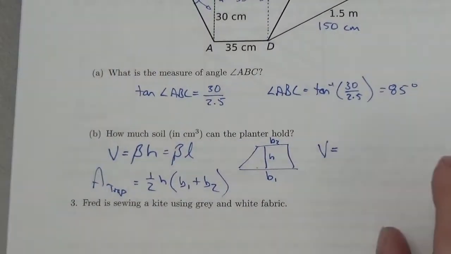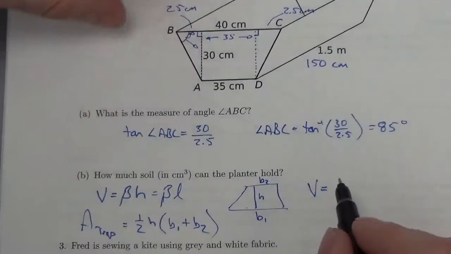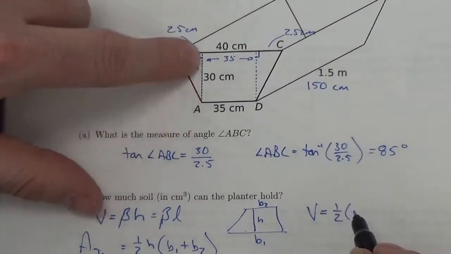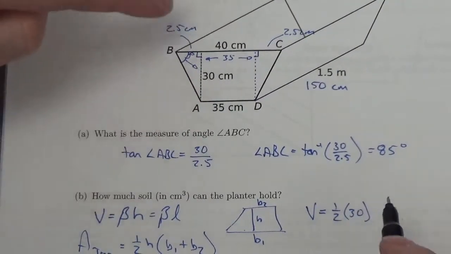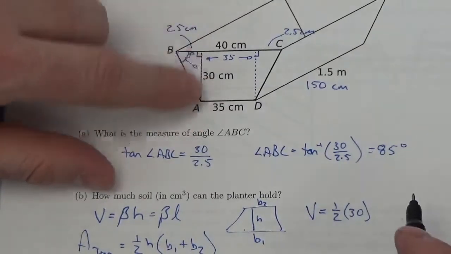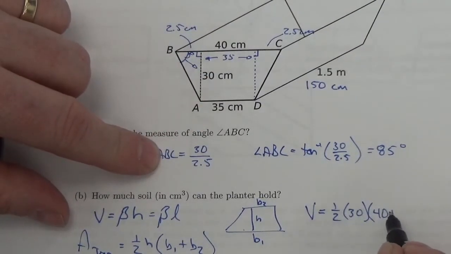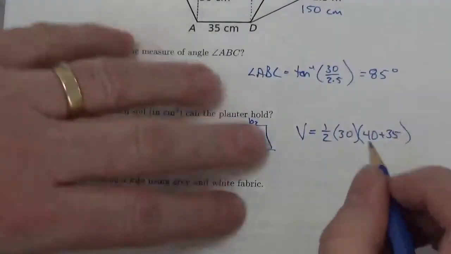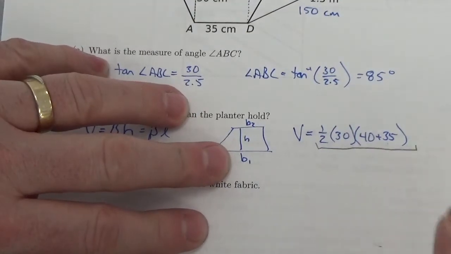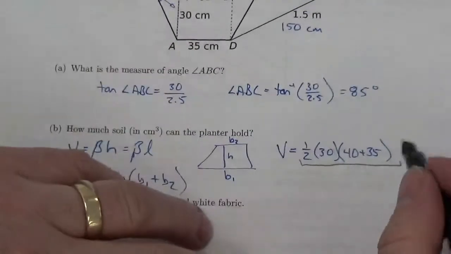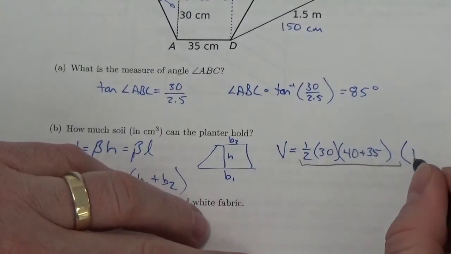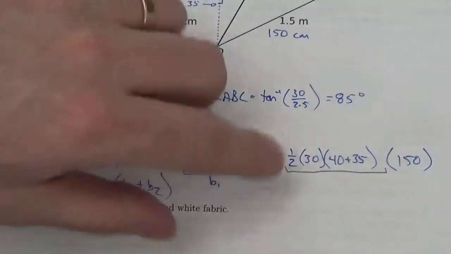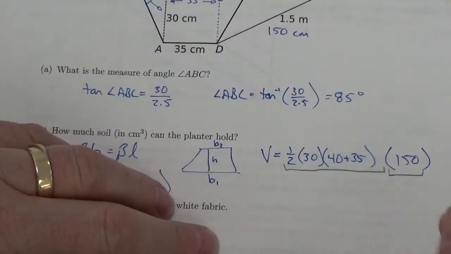So my volume in this particular case here is going to be, first of all, the area of the base. So I got to figure out the area of that base here. Well, that is going to be 1/2. The height is 30. And then it's going to be the sum of these two right here. So that will be 40 plus 35. That right there is the area of the base. Now what I got to do is multiply that by the length of the whole thing, so 150 centimeters. There it is. This is the area of the base times the height, or times the length here.